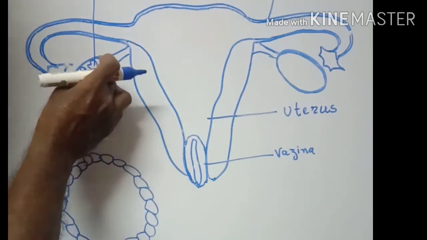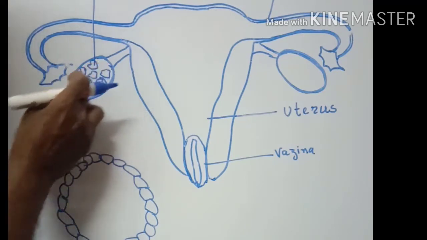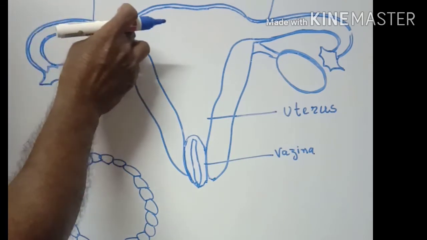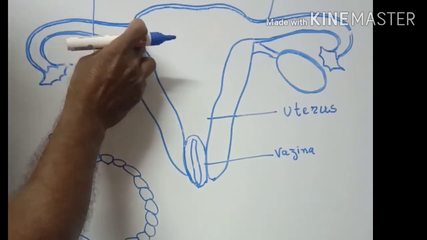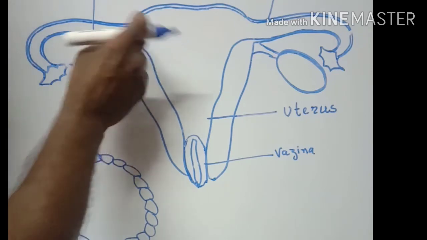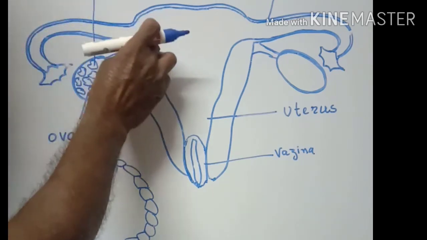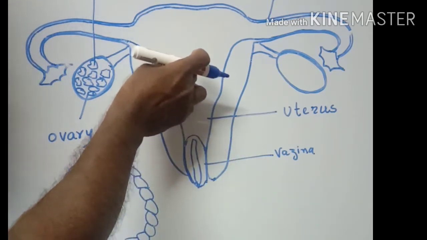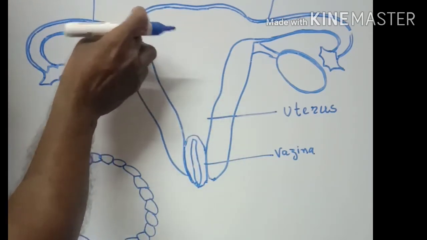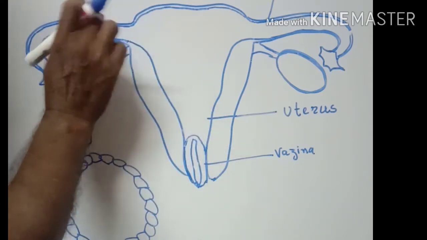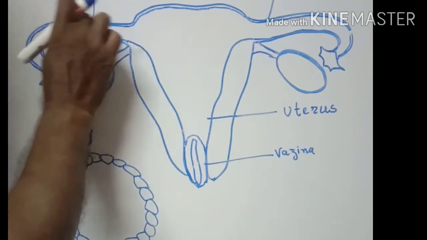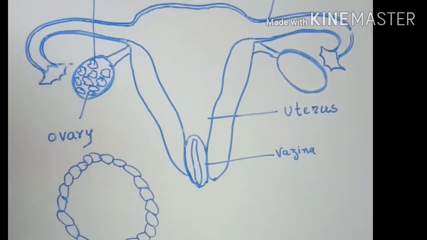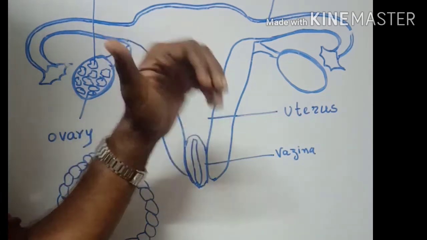Then that ovum is released. That released ovum then moves through this, the Graafian follicles, and whenever it is moving, if at the same time sperms reach through the uterus, and when those sperms meet the ovum reaching toward this side, then fertilization happens. Otherwise no fertilization happens.